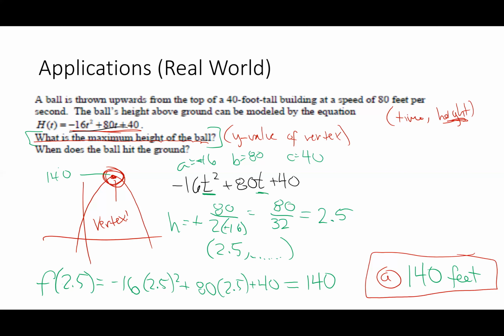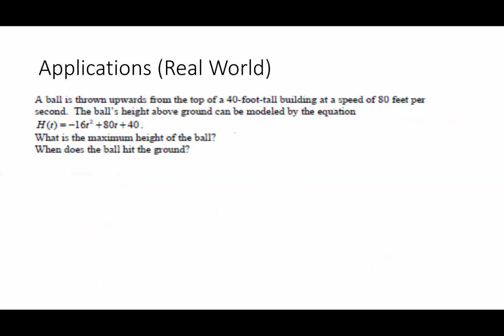All right, now I want to know when the ball hits the ground. So what happens there? We knew that the maximum height of the ball was 140 feet. That was for A. Now for B, I want to know when it hits the ground. When the ball hits the ground, what am I really saying there? Again, when the ball hits the ground, that would be like here. What I know is my height is 0.